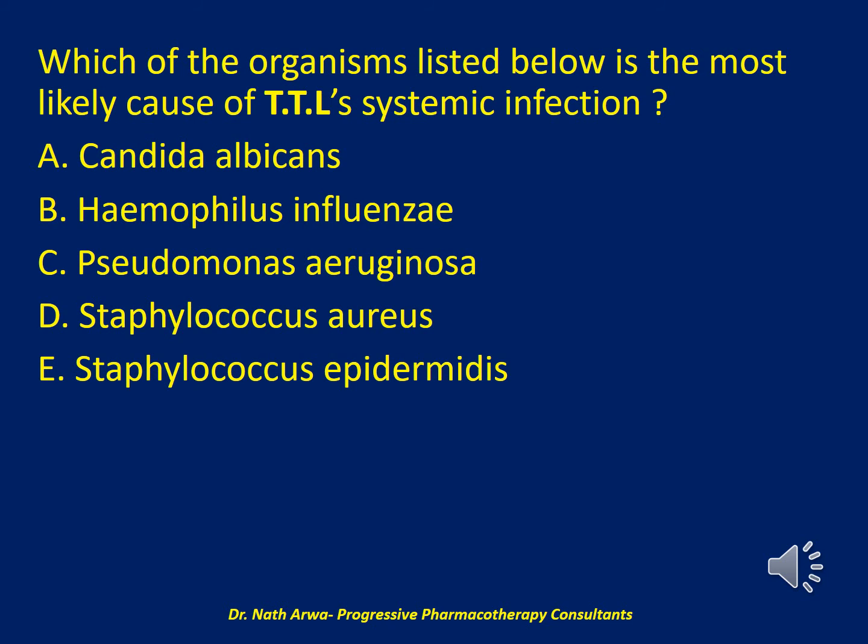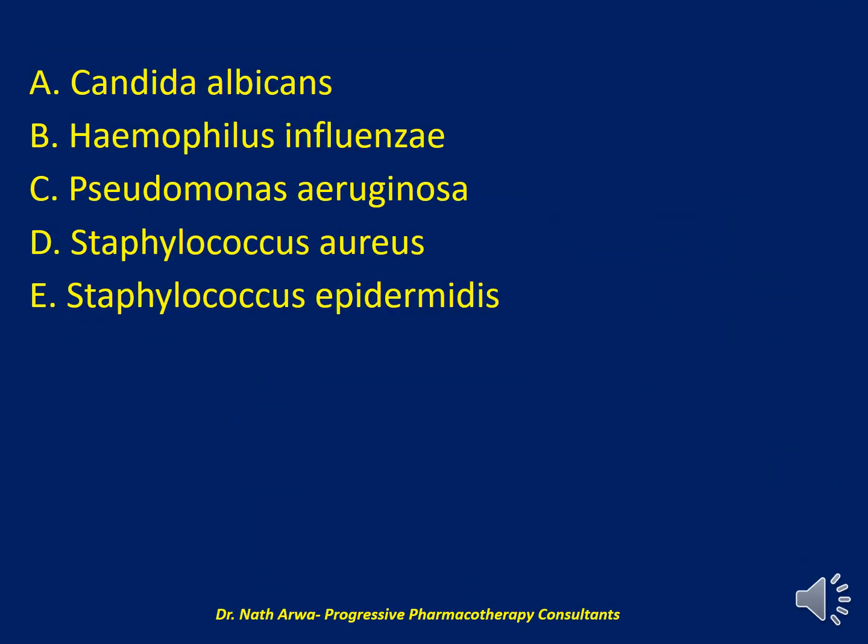Is it A. Candida albicans, or B. Haemophilus influenzae, or C. Pseudomonas aeruginosa, or D. Staphylococcus aureus, or is it E. Staphylococcus epidermidis? I will give you 10 seconds to choose the correct answer to this question from the listed options. And the correct answer is A. Candida albicans. I will explain why.